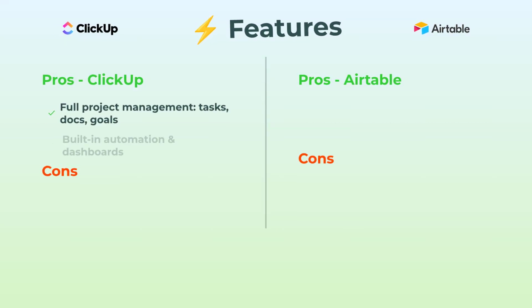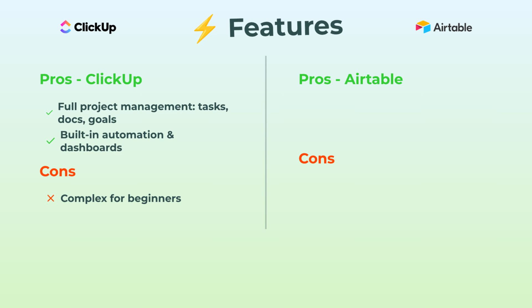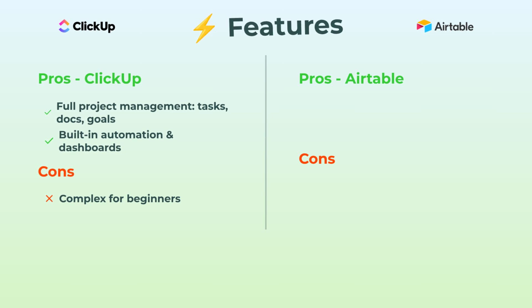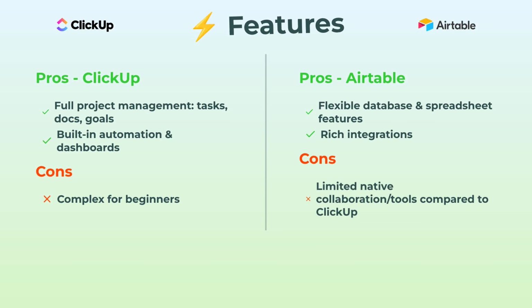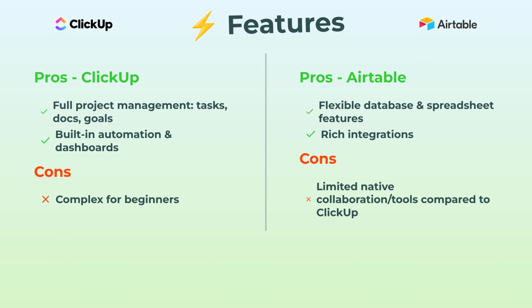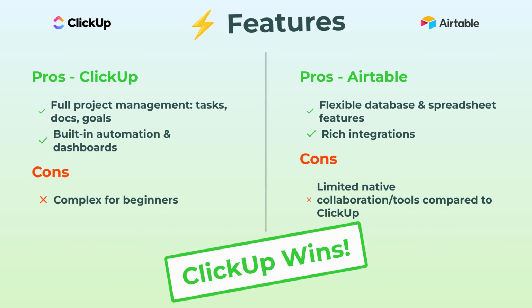Next up, features. Buckle in because this is where ClickUp flexes hard. I mean, tasks, docs, goals, automations, dashboards, it packs it all right in the box. But yeah, full disclosure, when you first get in there, it's like, whoa, where did all these buttons come from? It's a lot. Airtable, though, is more about flexibility with your data, treating every bit like a customizable Lego piece. It nails the database meets spreadsheet vibe and has solid integrations. But when it comes to things like native collaboration tools or running a giant project, ClickUp's just got more muscle. So another win for ClickUp here.